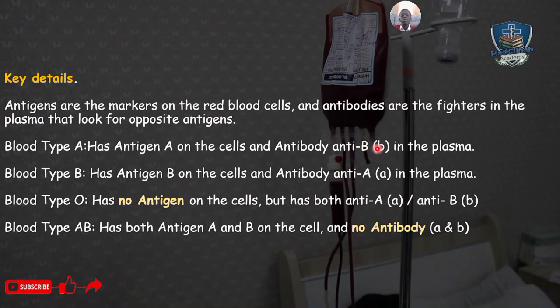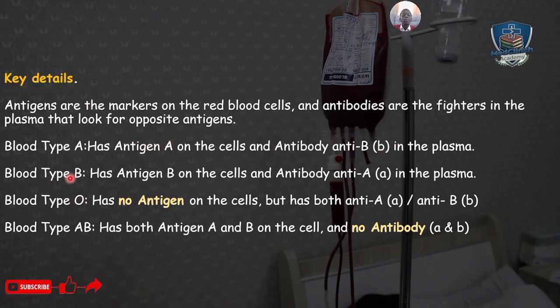So anti-B is found on the plasma. If you see blood type A, it means blood type A has an A antigen on the red blood cells, and it has antibodies against antigen B in the plasma, anti-B. So this is what you have to know: A presents A antigen and anti-B antibody.